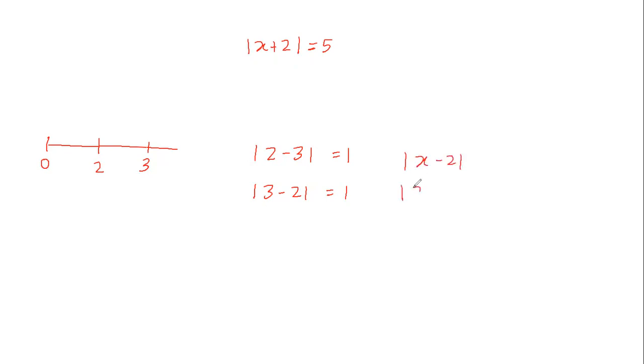Now guys, for that, let's understand a small concept. For example, if I say this is 0, this is 2, and this is 3. If I ask you what's the distance between 2 and 3, I know it's 1. And when I say mod 3 minus 2, that's also 1. So the first thing you need to understand is that the distance of x from 2, or the distance of 2 from x, is the same thing. It does not have any difference.